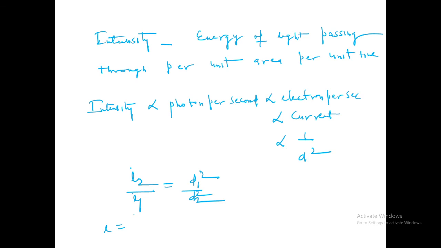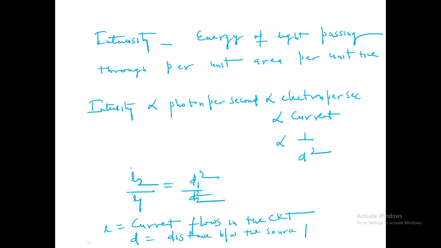I is nothing but simply the current that flows in the circuit, and d is the distance between the source of light and the cathode.